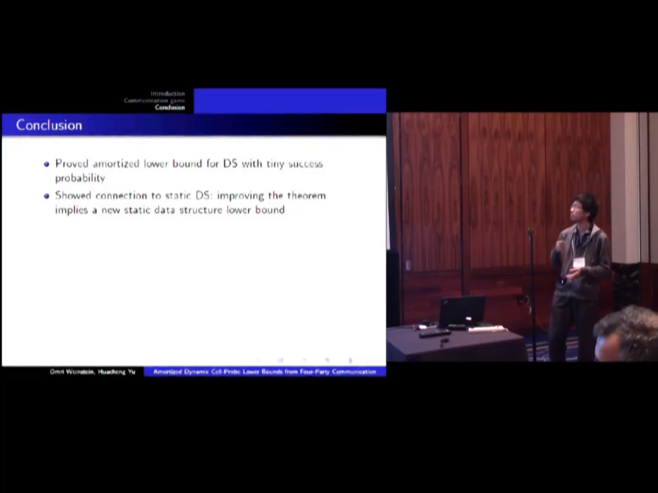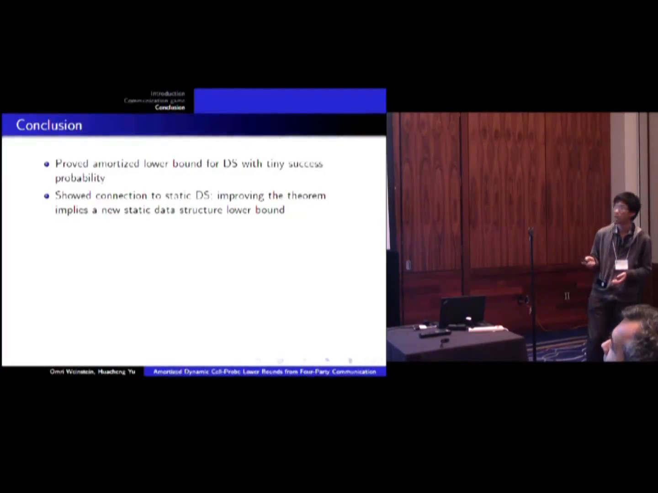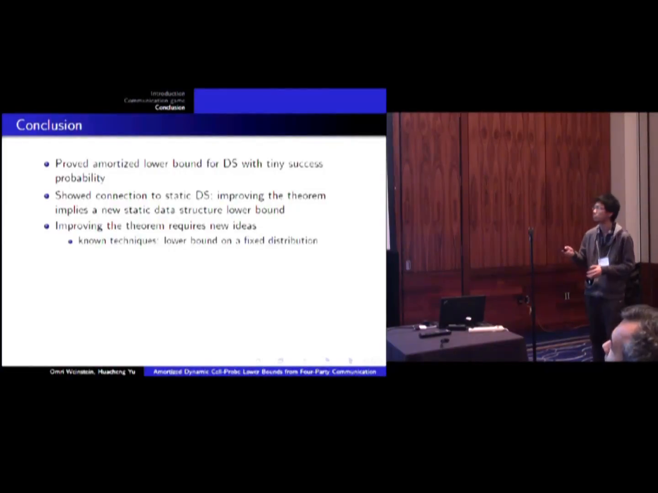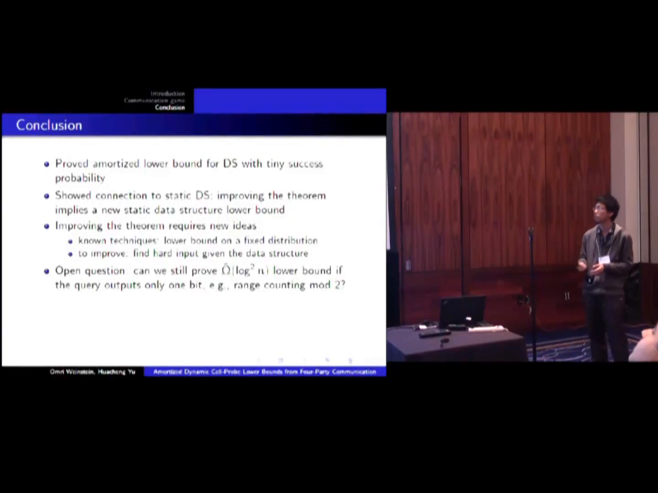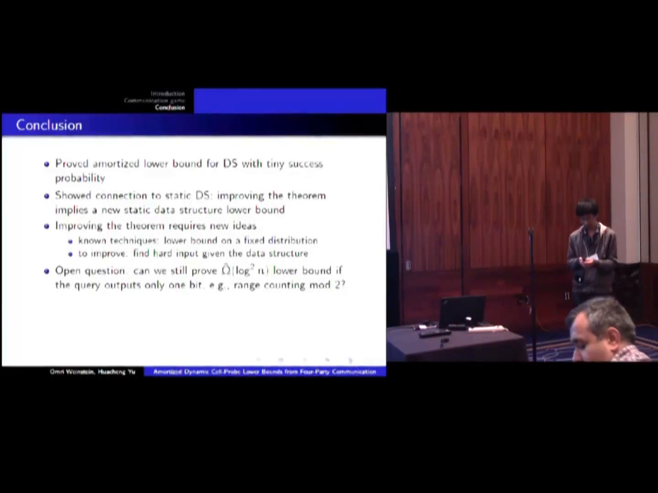And also, besides that, we show some connection to static data structures: we prove the result for exponentially low probability, and if we can improve our theorem to prove it for even smaller probability, then it will imply a new static data structure lower bound. But it seems that improving this theorem requires new ideas, and we have a section in our paper discussing this issue. And there's a related open problem: whether we can still prove a log n squared lower bound if the query output has only one bit. For example, whether we can still prove a log n lower bound for range counting modulo 2.